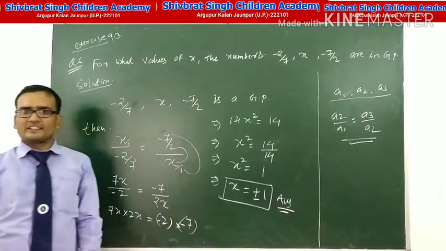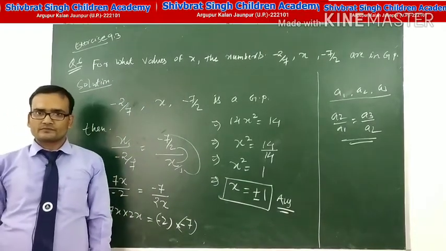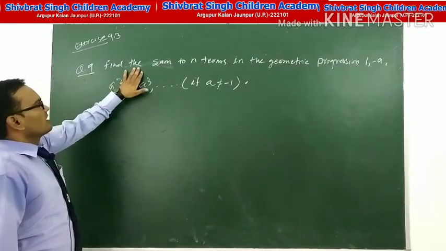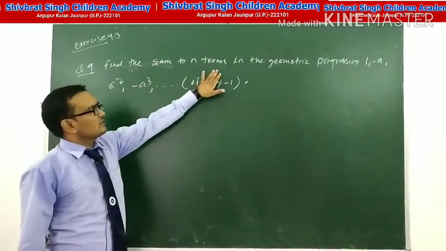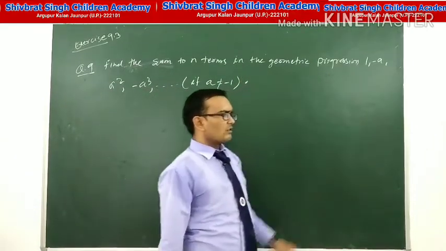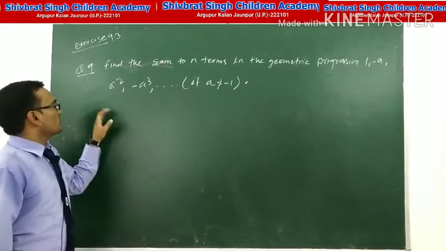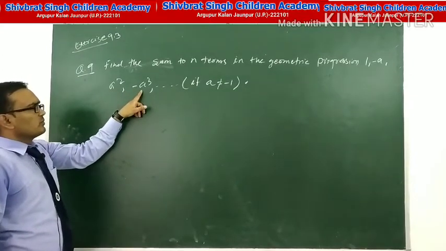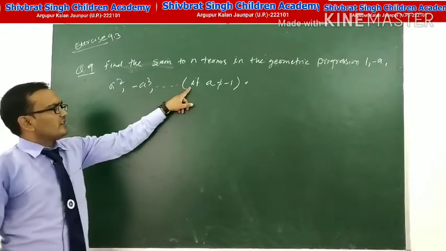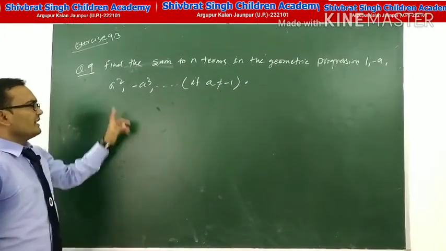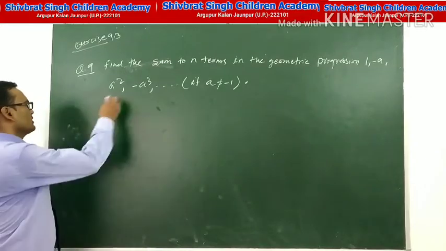Now we discuss the next question. Question number 9. Find the sum to n terms in the geometric progression 1, -a, a square, -a cube, and so on, if a does not equal -1. Solution.